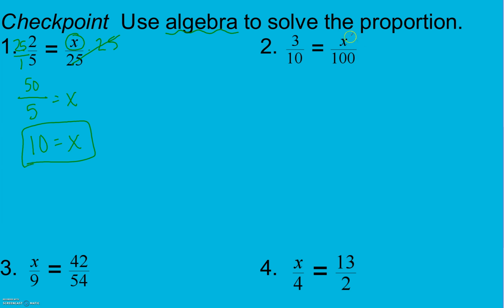Same idea here. X is being divided, so we get rid of it by multiplying. And I know that when you're looking at these, you might be thinking, well, I can see that by using patterns the same way that we did before. And that's fine, but sometimes there's going to be some that it doesn't work on. So having this in your arsenal as another way to solve is helpful. When I multiply here, 100 times 3 is 300, and 1 times 10 is 10. When I divide there and reduce, I get 30 is what x is going to equal.